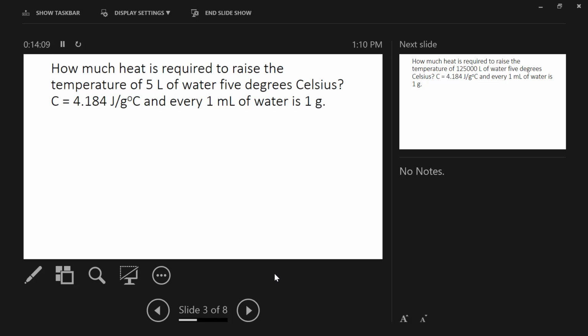Is this okay? You okay, Josh? All right, so then we do 5 times 1,000, which is 5,000, times 1 is 5,000. So the mass of this water is equal to 5,000 grams.